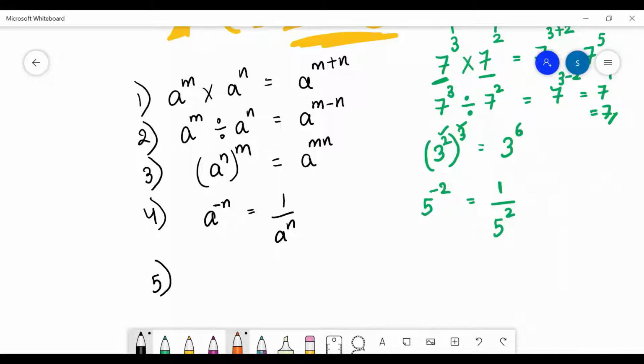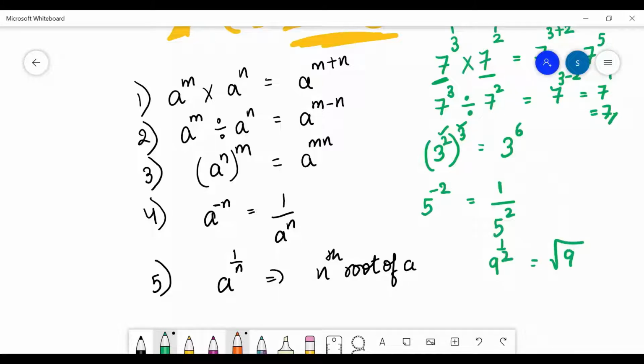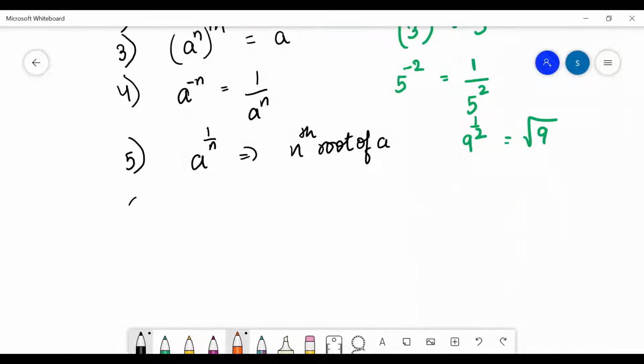Next we have a power 1 by n. It is called the nth root of a. For example, let's say you have 9 power 1 by 2. It is basically root 9.